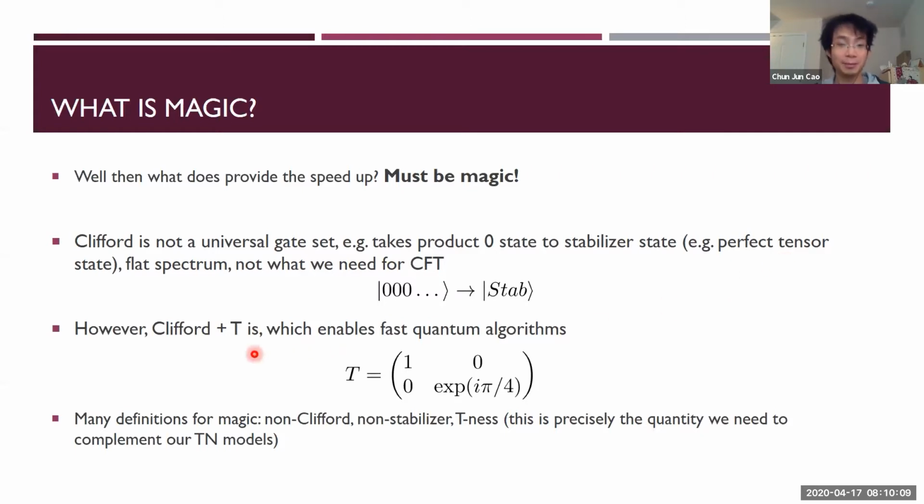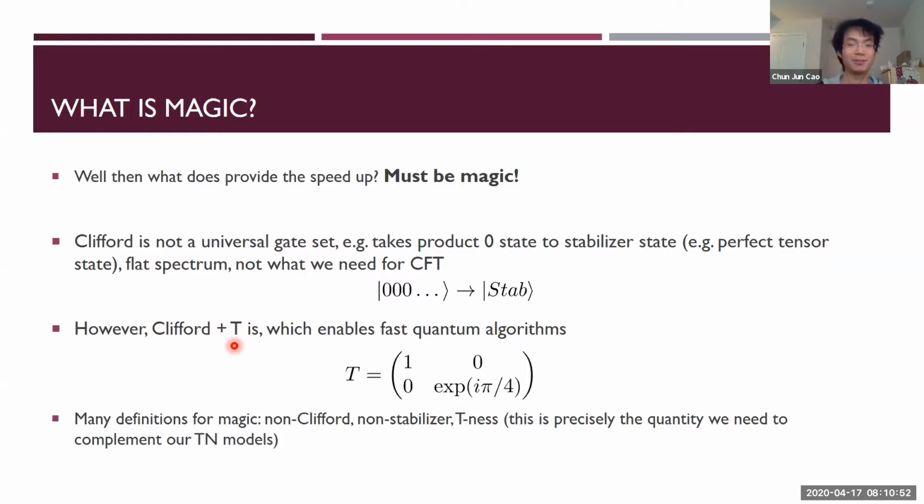However, we can supplement this Clifford group with one extra element, this T gate, which is basically a pi over 4 phase gate. And once you have this, it was shown that the Clifford plus T gate set is indeed universal, which means that you can implement, for example, Shor's algorithm with this set of gates. And these gates are enough for you to exploit the power of all these very nice quantum algorithms. And hence, people tend to think, although maybe not entirely correct, that maybe the T gate is what brings the magic to the quantum speedup.